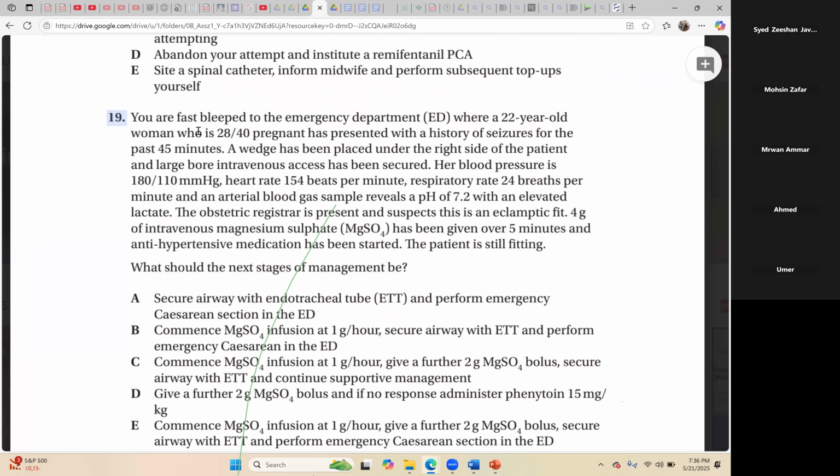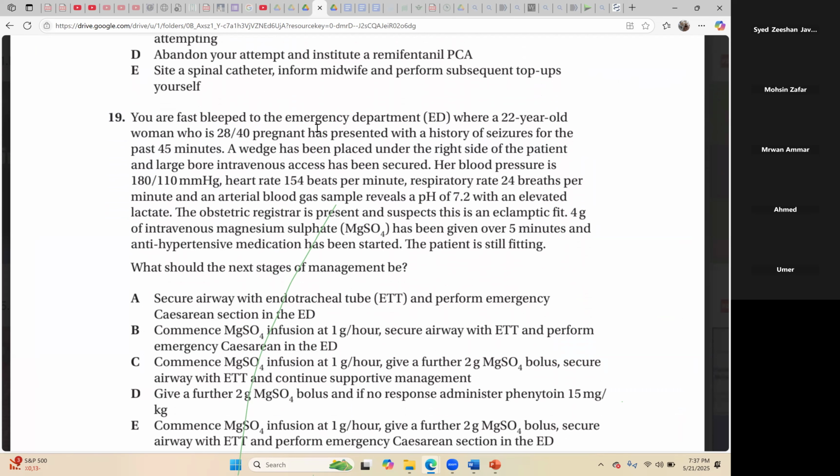Okay, so you are fast bleeped. People who are not in Saudi Arabia or some other parts of the world don't know what a bleep is. A bleep is how messages come inside the hospital. It starts buzzing, and when you are on-call, it is one of the worst sounds you can have.